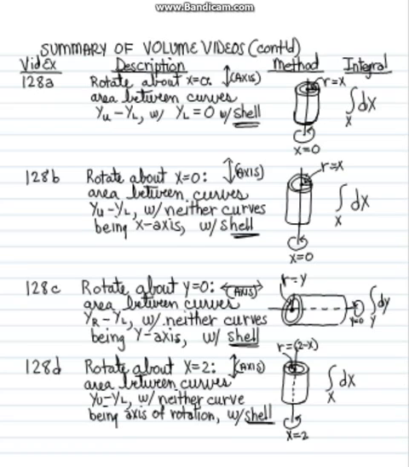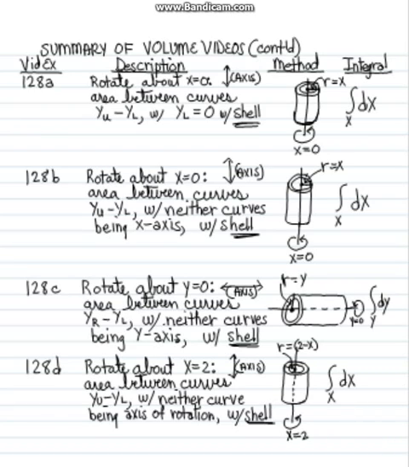Now we're going to summarize videos 128A, B, C, D, where we use the shell method to calculate volumes for solids of rotation. And we just discussed the washer method, the disk method previously. What we found there was whenever we had an axis of rotation, our differential, which involved our integration, was always going to be parallel to your axis of rotation. In the shell method, you'll see the opposite occurring.